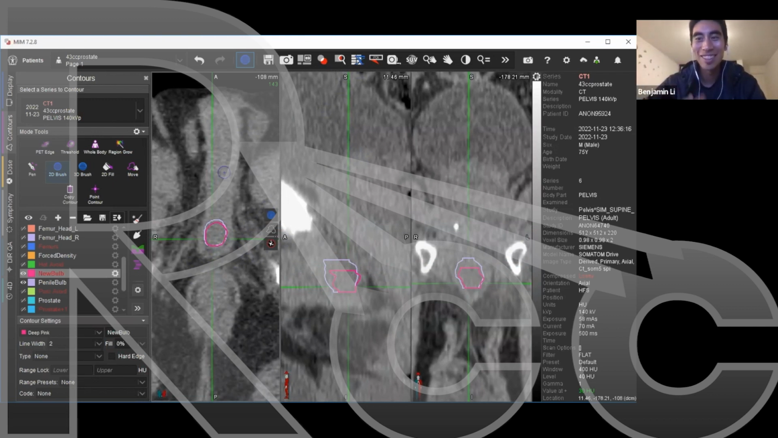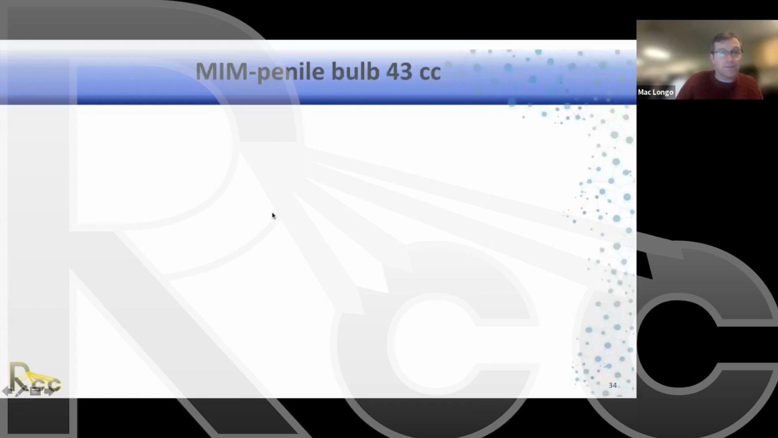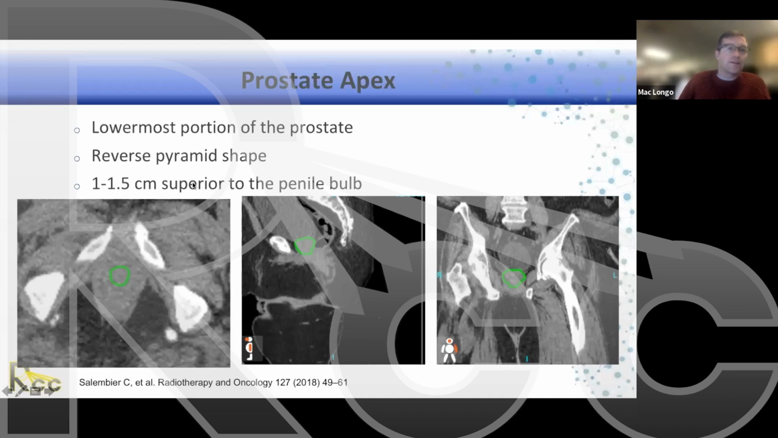Go ahead, Mac. I was just going to say, I think that's really, really critical. One way that we can anatomically locate the apex of the prostate is using the penile bulb as a surrogate. And typically the penile bulb is 1 to 1.5 centimeters inferior to the apex of the prostate. And that actually walks us right into the next part of this talk, focusing on some of the common errors and challenges in contouring the prostate apex.